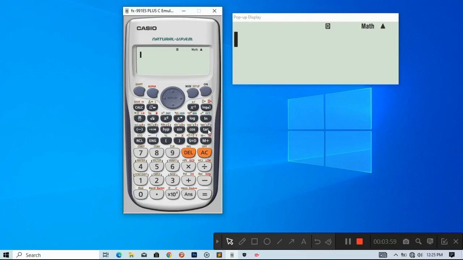For trigonometric manipulations, we have sine, cosine, and tangent functions. We can access them by directly punching on the keys, since they are labeled in white. For example, cosine of 90 degrees equals 0. The inverse is accessed by using shift in combination with these keys. For example, sine inverse of half or 0.5 equals 30 degrees.